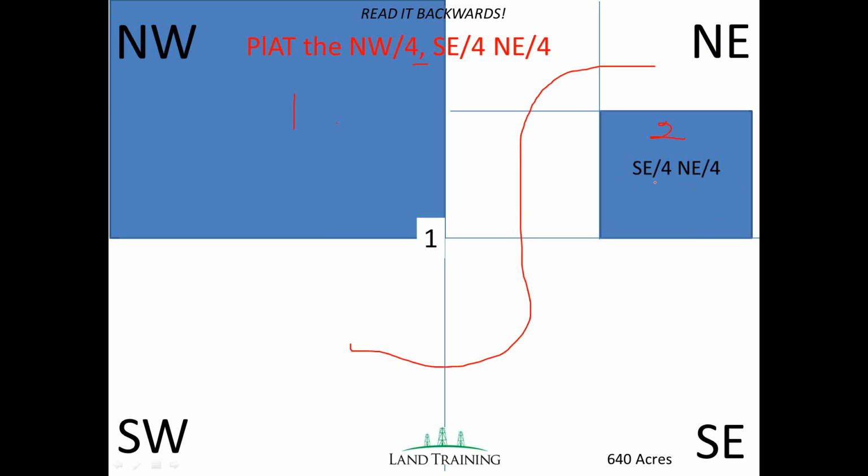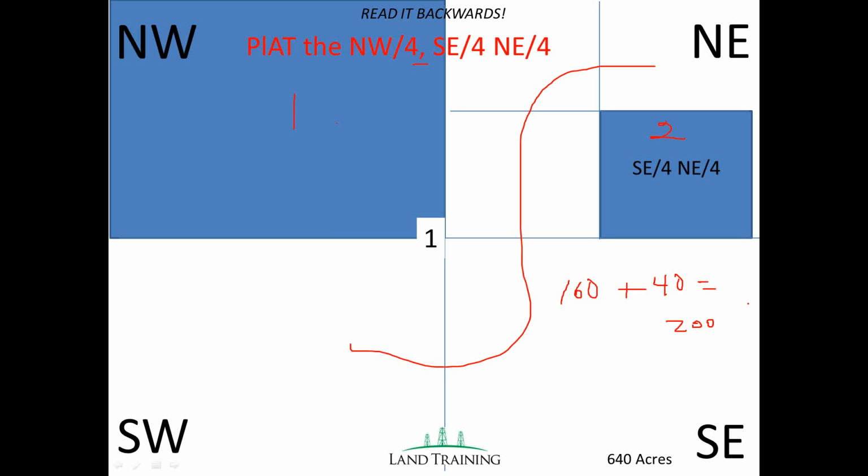160 is the northwest. That's right. So this is going to be 160. This is going to be 40. Right? A quarter of a quarter. So this is going to be 40 acres. Is everybody with me? Right. So if this is 40, 160 plus 40, that's what y'all are doing. I'm with you. It's going to be 200 acres all together. Does everybody see that?